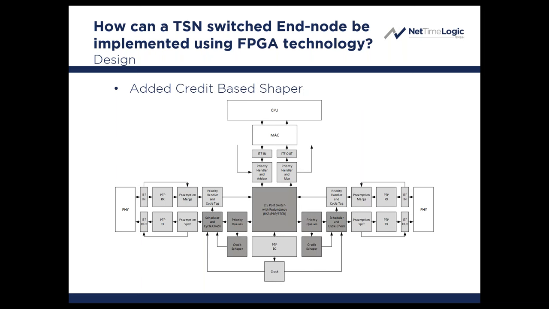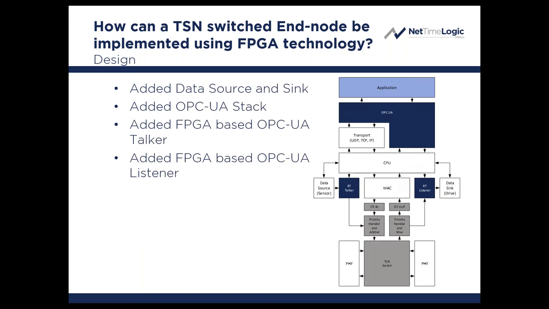Then we add credit-based shaping in parallel to the scheduler. So we know whether, even if a priority is allowed to send, the credit-based shaper also says, okay, now you're still allowed to send or you already used your bandwidth, and gives priority to another queue, basically. And then finally, we added some ingress filtering, so you cannot overload your network on the other port, basically.